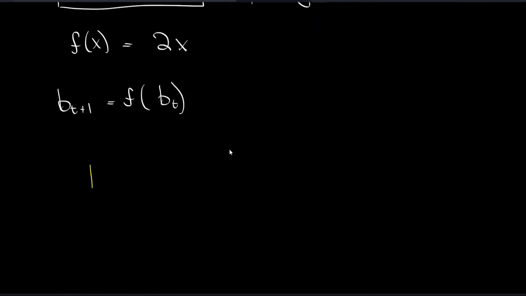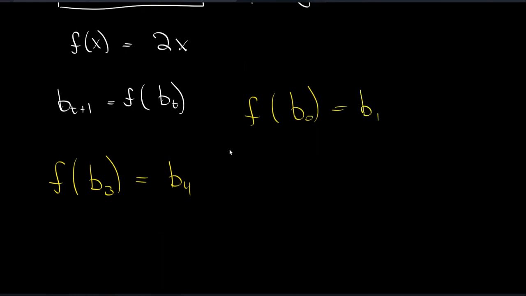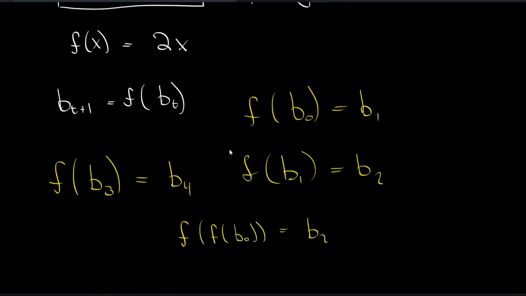So let's say I put b3 into my updating function, I get b4 because the updating function updates it, right? If I take b0 and put it into my updating function, that's going to give me b1. If I take b1 and put it into my updating function, that's going to give me b2. This also should therefore be obvious: if you apply the updating function twice to a number, say I take f of b0, I'm going to get b2. Why? Because f of b0 is b1, and so this becomes f of b1, and f of b1 is b2.